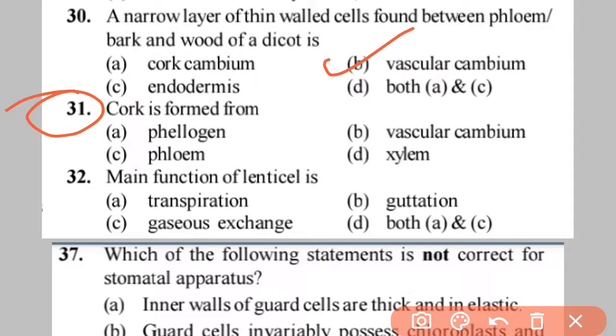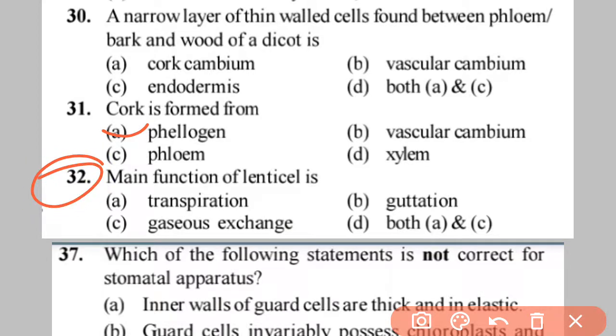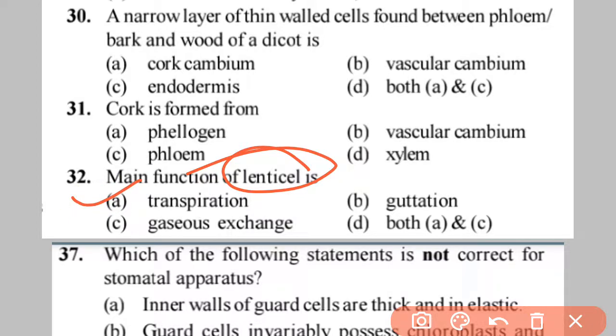Question number 31. Cork is formed from phellogen, vascular cambium, phloem or xylem. Which one? The correct option is phellogen. Cork is formed from phellogen. Let's move on. Question number 32. Main function of lenticel is for transpiration, gaseous exchange, guttation, or both A and C. Lenticels basically function for transpiration. So the answer for 32 is A.